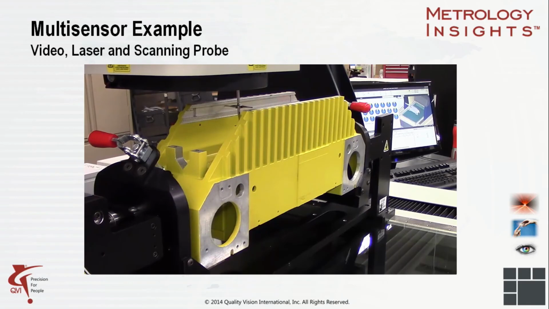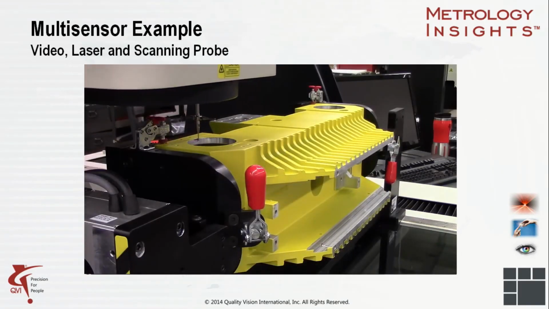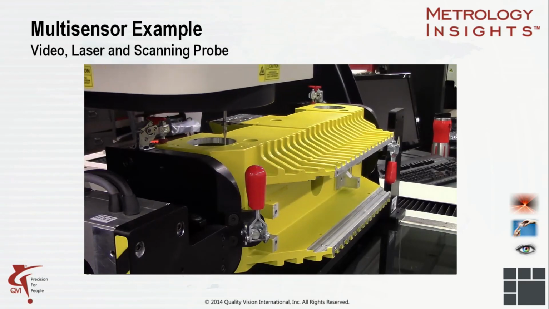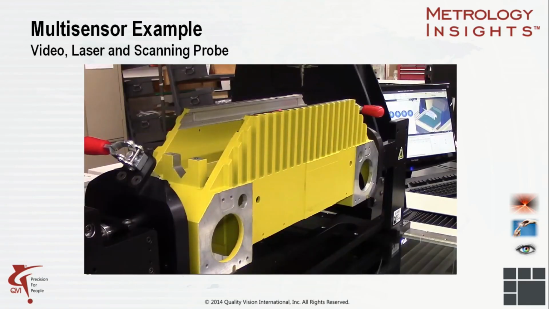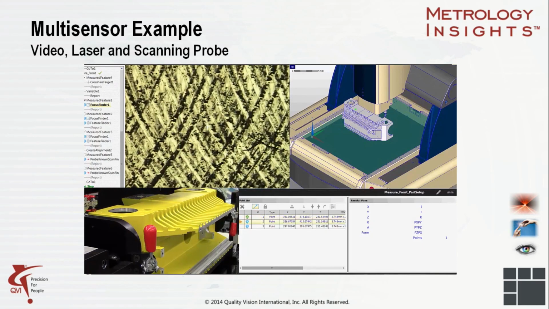Another multisensing example. Here we are using a scanning probe to measure the large features and some internal features. We do a very quick laser scan on the top of the part to acquire thousands of data points to determine flatness or curves. Then we go in with video and measure some surface features and small features.